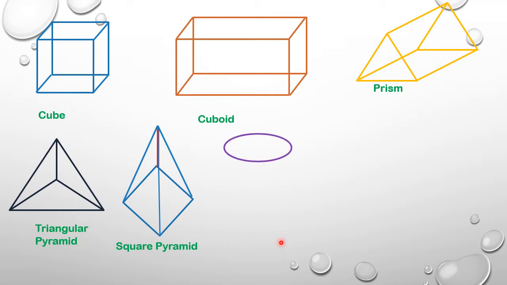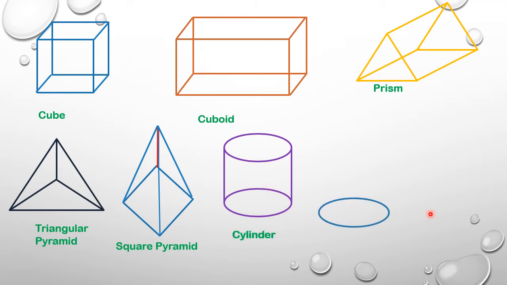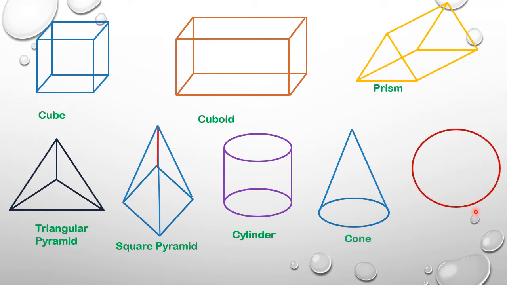Now we move on to the next shape, that is cylinder. To draw a cylinder you have to draw two circles like this, then you have to connect them by two parallel lines. This is cylinder. Next one, cone. To draw a cone, draw one circle and connect two sides of the circle by two lines. So this is cone. Next is sphere. To draw a sphere you have to draw one circle and draw another circle like this. So this is sphere.